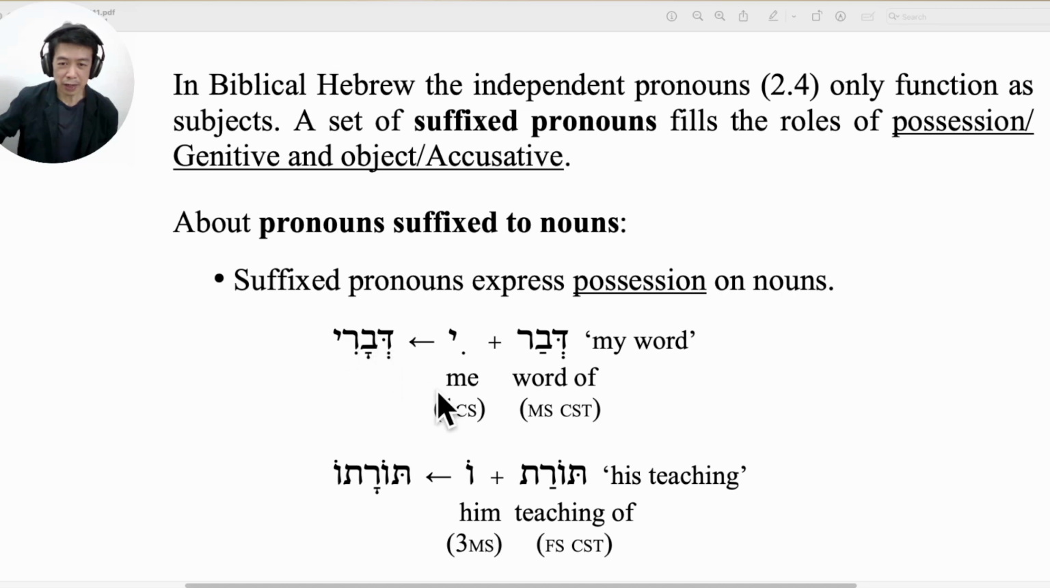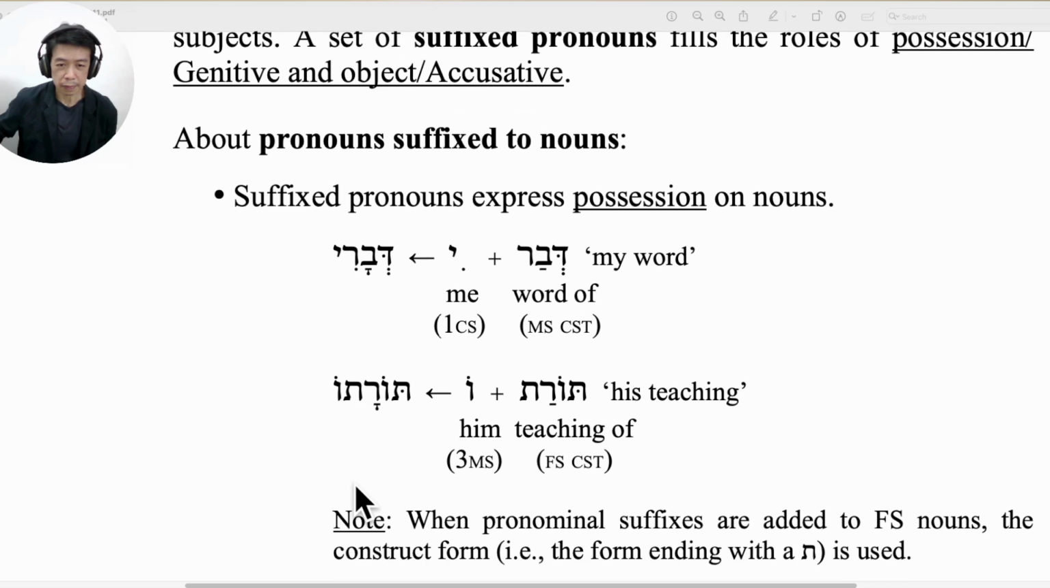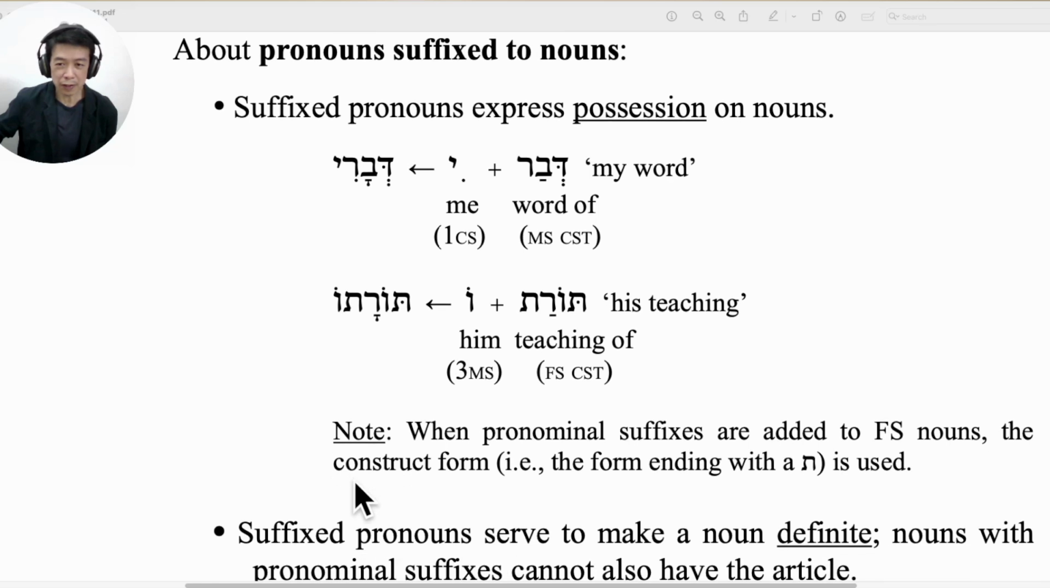In the next example, we can see for his teaching, it consists of teaching of, which is Torah, combined with him, which is represented in Hebrew as O, to become Torato. Please note that when pronominal suffixes are added to feminine singular nouns, the construct form, which is the form ending with a taf, is used.